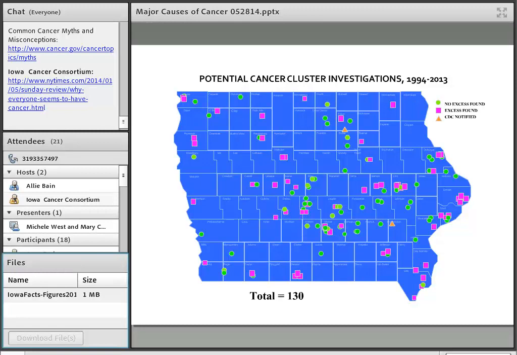And we actually had two cluster investigations that went on to have CDC notified. I can show you here. You can see up here in Butler County there was a multiple myeloma, and then down here in Washington County around the Wellman area was a brain cancer cluster. We notified CDC. They actually did an investigation for the Wellman brain cancer cluster, but nothing else was done for the multiple myeloma.